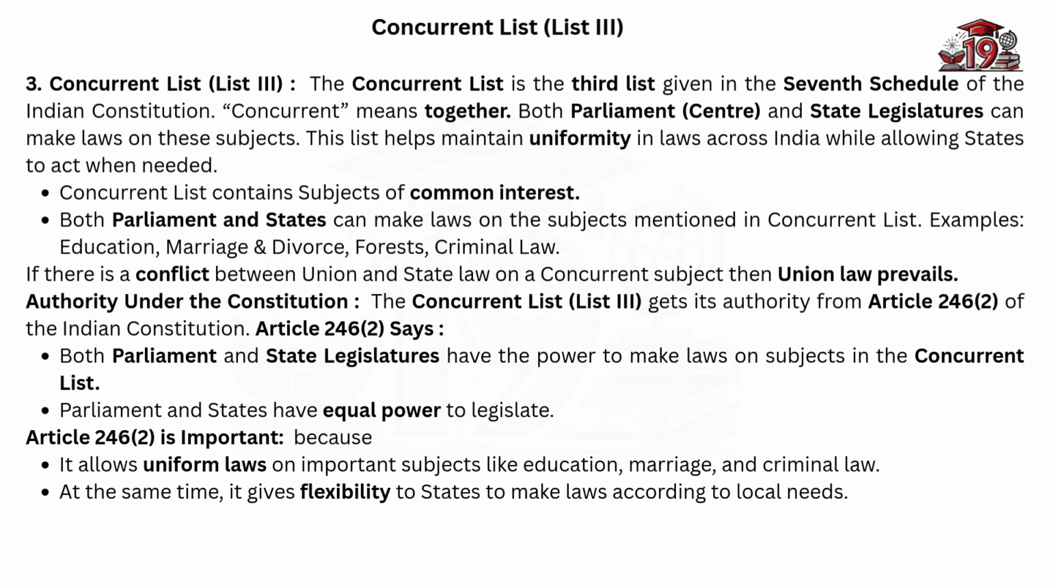Authority under the Constitution. The concurrent list, List 3, gets its authority from Article 246(2) of the Indian Constitution. Article 246(2) says, both Parliament and state legislatures have the power to make laws on subjects in the concurrent list. Parliament and states have equal power to legislate. Article 246(2) is important because it allows uniform laws on important subjects like education, marriage, and criminal law. At the same time, it gives flexibility to states to make laws according to local needs.